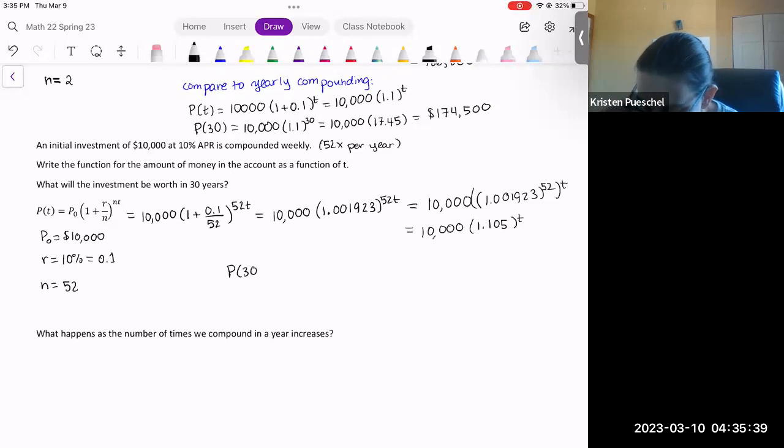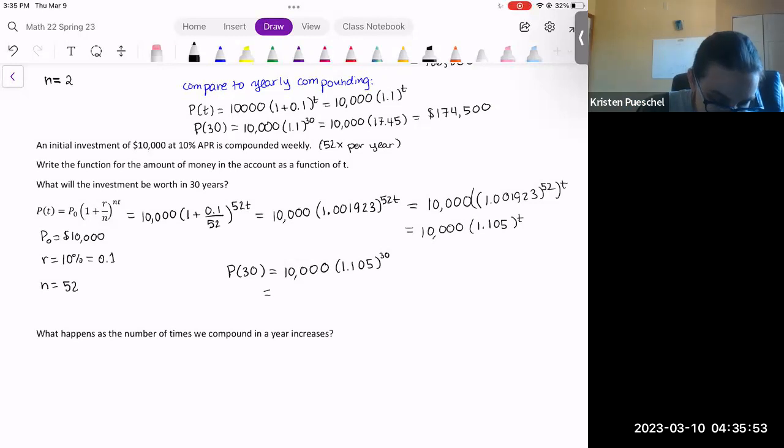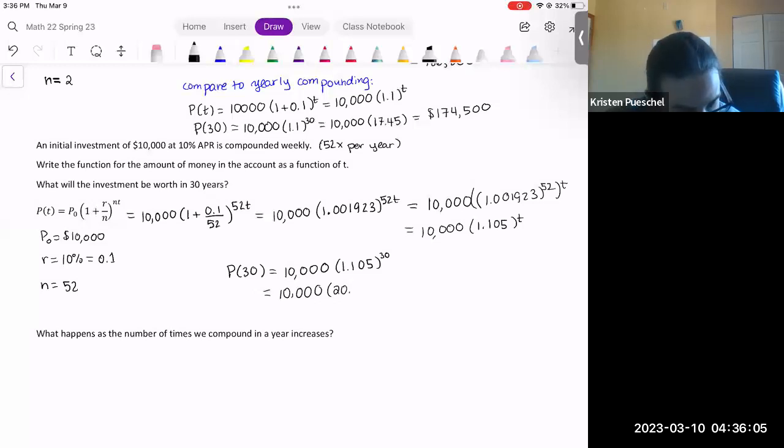Okay, we can look at how much we made over 30 years by evaluating this where t is 30. And so this gives us 10,000 times 20.03 rather, or $200,300.